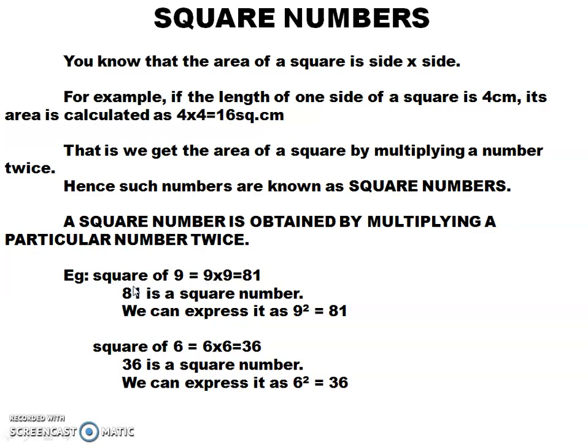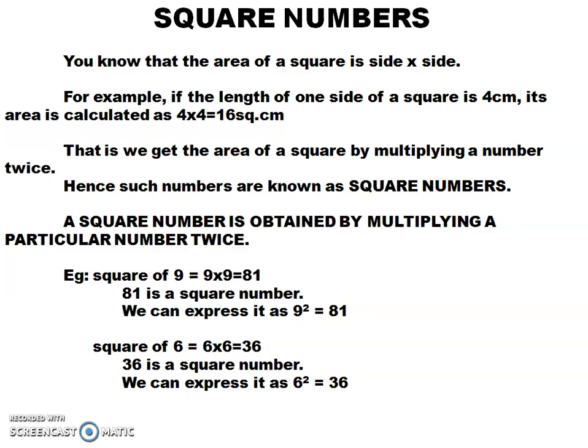Let us see some other examples. Square of 9. How will you get square of 9? You will get square of 9 by multiplying 9 2 times. 9 into 9, 81. So, 81 is a square number. How will you express it? Square of 9 can be expressed as 9 square and 9 square is 81. You will read this number as 9 raised to 2 or simply 9 square.